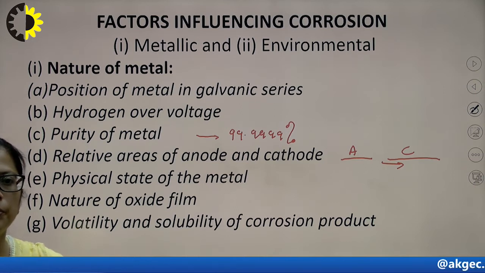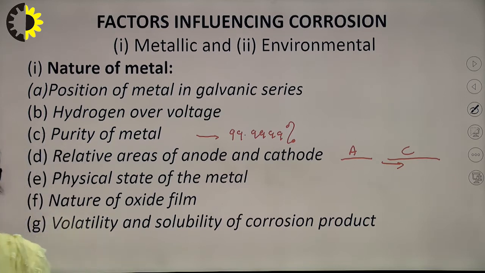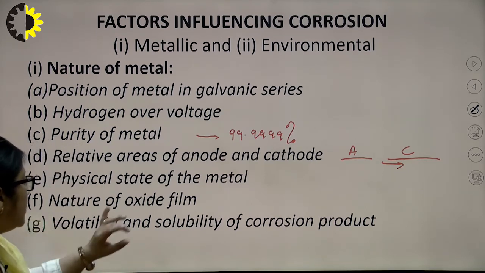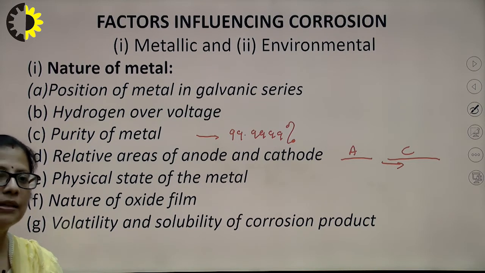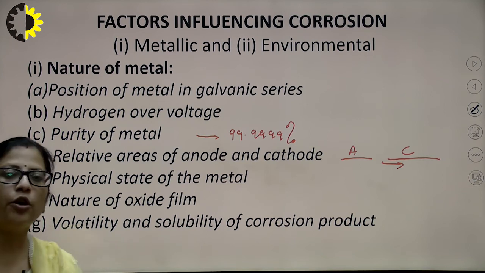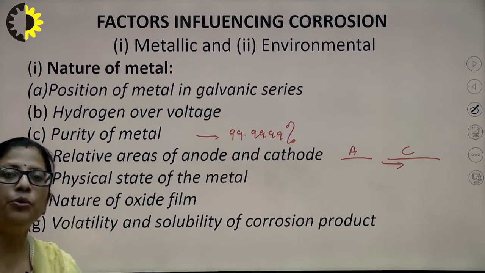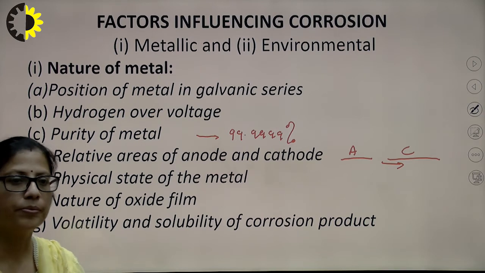Then it is the physical state of the metal, whether the metal is present in the molten state or in the solid form. Then, as we have already discussed, it also depends upon the nature of the oxide film. Then it also depends upon the volatility and solubility of the corrosion products. If the corrosion products are volatile or soluble, then the corrosion will continue until the entire metal is consumed.